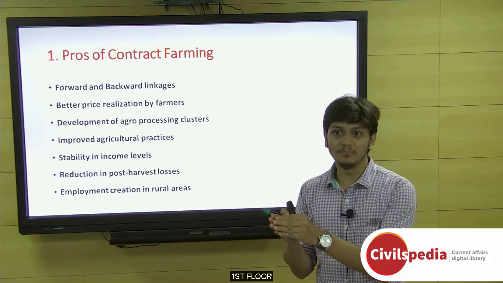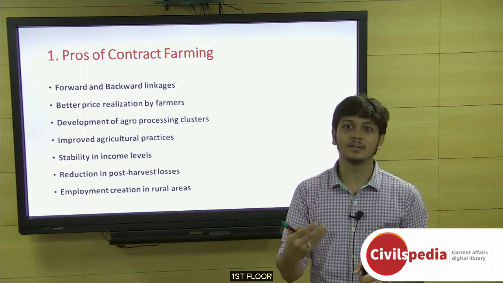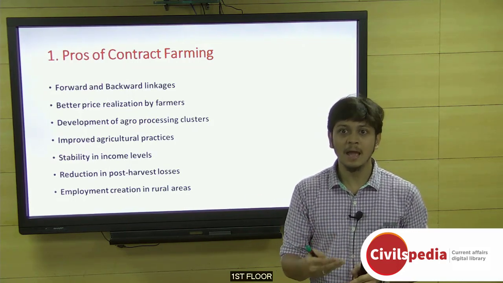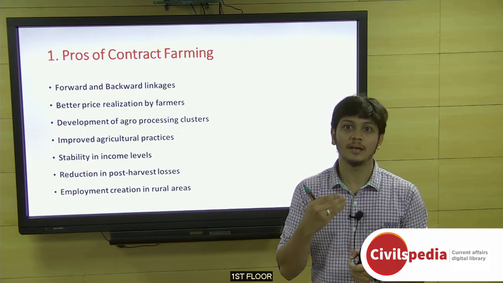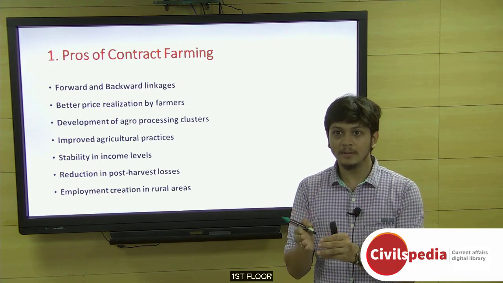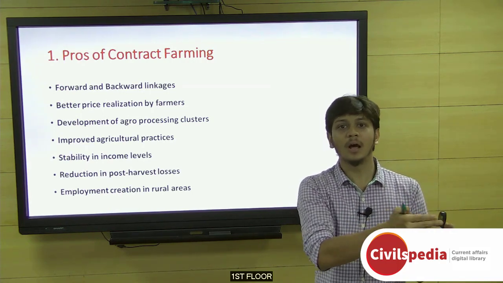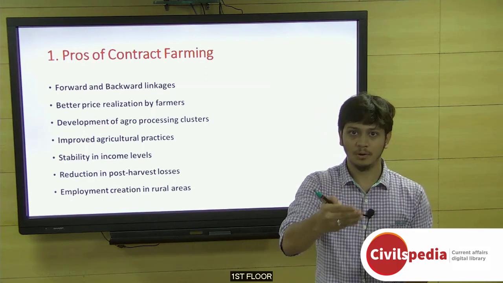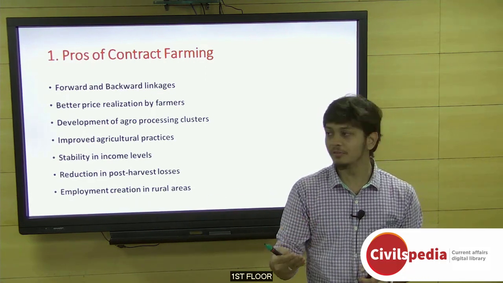So this will lead to a backward linkage where the farmers can easily understand the recent concepts of farming, and they will be able to get higher produce and higher price realization for their products. And the industry will be leading to greater supply chain in the forward linkages, that is to the retail markets, and even a huge number of jobs will be created.